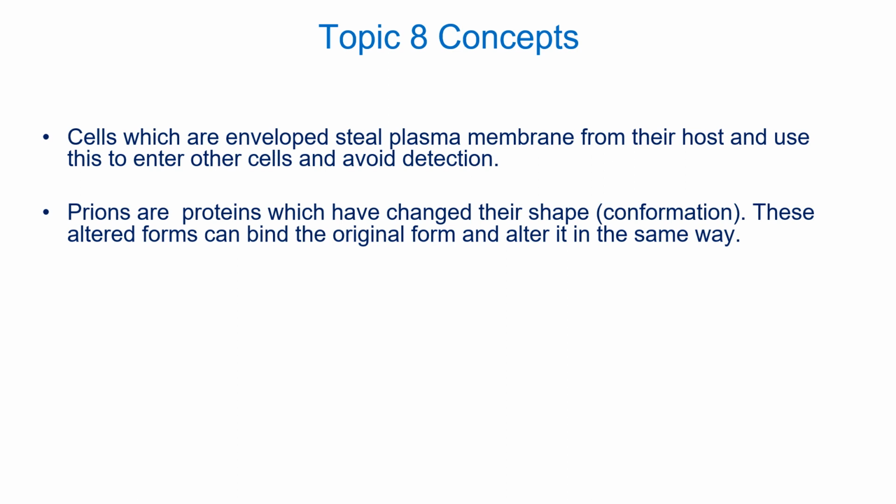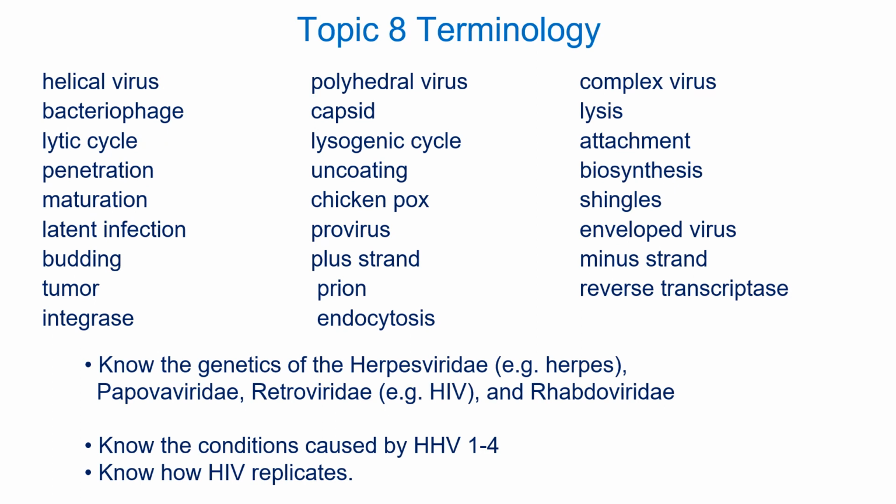Prions are very weird. They are proteins that have changed their shape or conformation. They can bind to the unaltered forms and change their shape so that they match their own. And this is a very odd way of reproducing. They can be both heritable and transmissible. And finally, here's our terminology. You should be able to discuss the genetics and the biology of the various groups we looked at. What do they use as genetic information? How do they copy that? What do they do with that information?